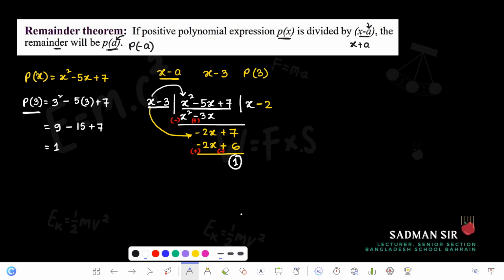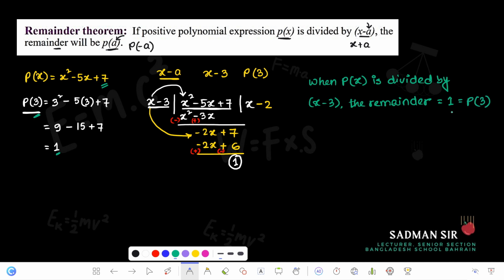Let us write it in this way: we consider this one to be p of x, right? So when p of x is divided by x minus 3, the remainder that we got is equal to 1. Now 1 is equal to p of 3 also, right? So can we write that it is equal to p of 3? Or directly can we say that the remainder will be p of 3?